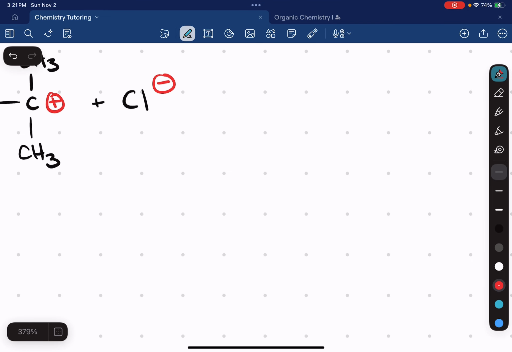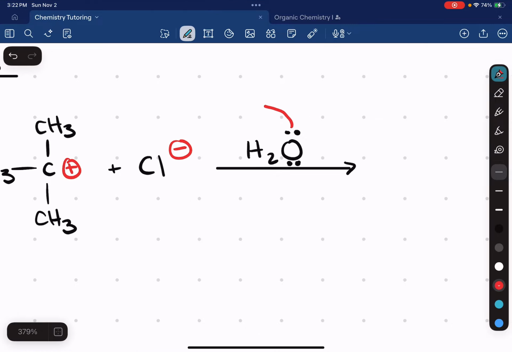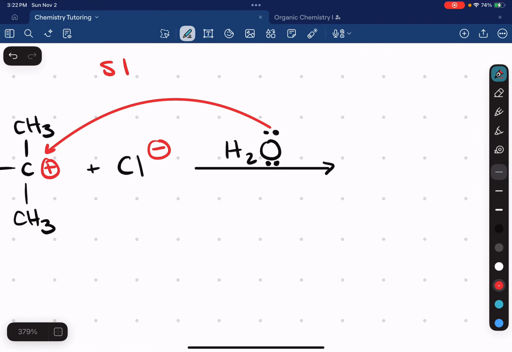Then, when we look, we had our reaction mixture, right? We had the water, H2O. Oxygen has its lone pairs. These lone pairs on oxygen are going to be what attacks this carbon. Okay, so then this is step 2.